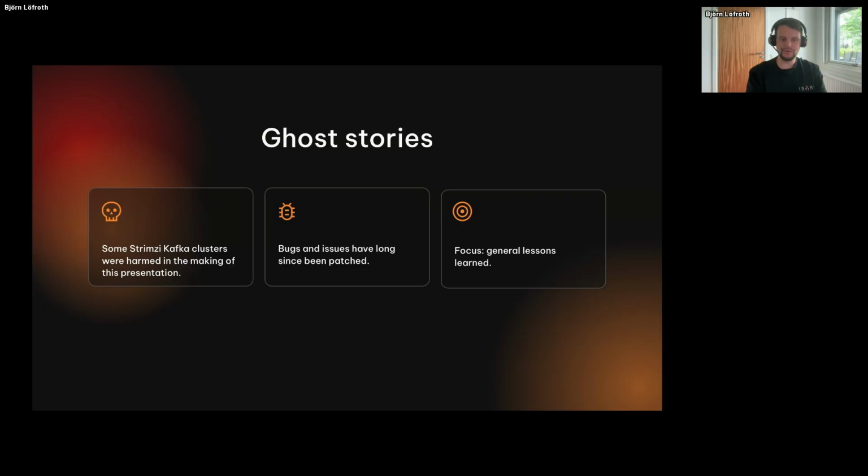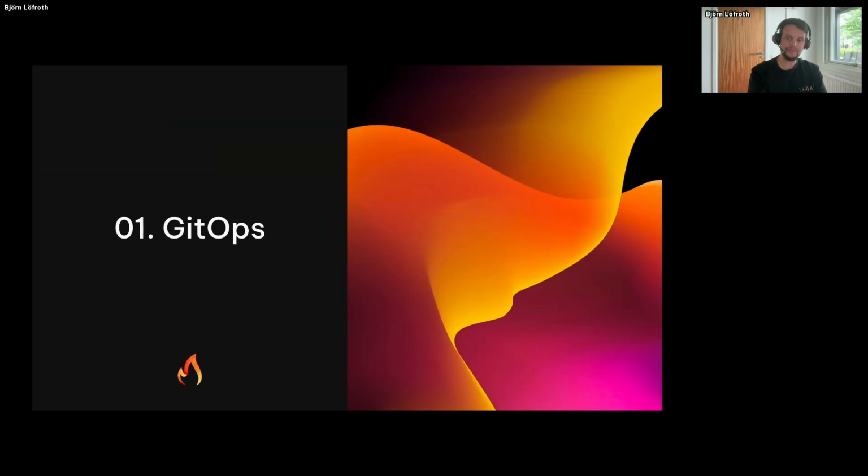But we'll still start with some disclaimers here that some Strimzi Kafka clusters were harmed in the making of this presentation. And the bugs and issues that were the root causes have probably long since been patched, at least in my knowledge. So we will instead focus on the more general lessons learned.